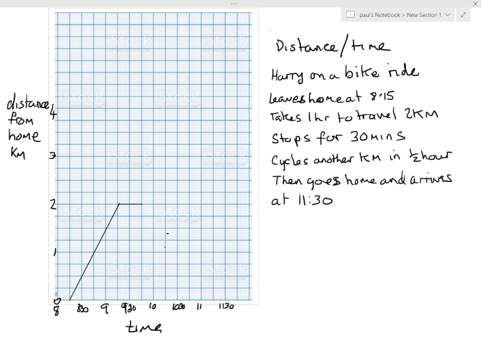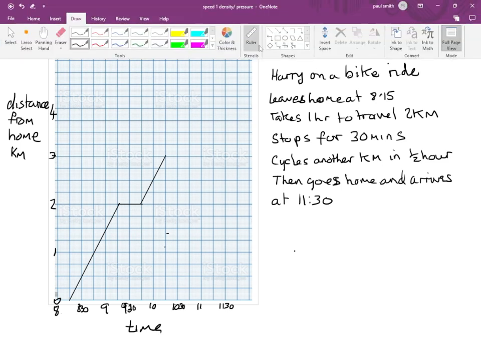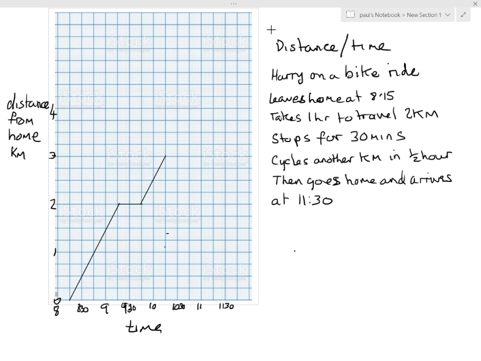Then he cycles another kilometer in half an hour. So half an hour from 9:45, so it's 10:15, another kilometer, so that's there. And then he goes home and arrives at 11:30. So now he's getting closer to home and he arrives at 11:30. So there's the distance time graph of that information.